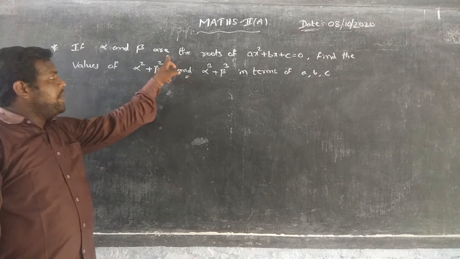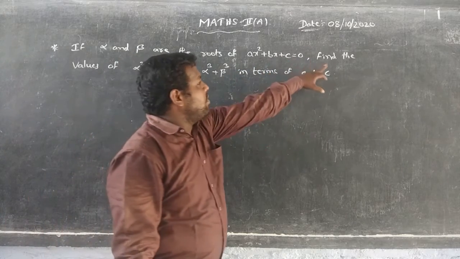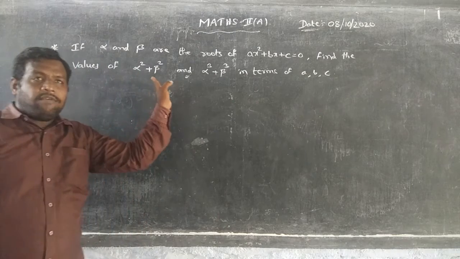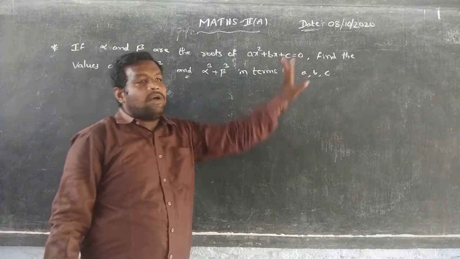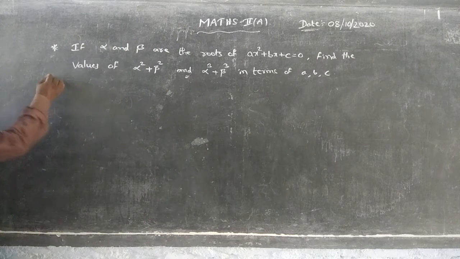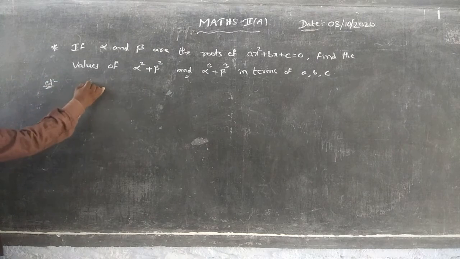If alpha and beta are the roots of ax square plus bx plus c equals 0, then find the values of alpha square plus beta square and alpha cube plus beta cube in terms of a, b, c. Okay. Listen here. What's the given condition?